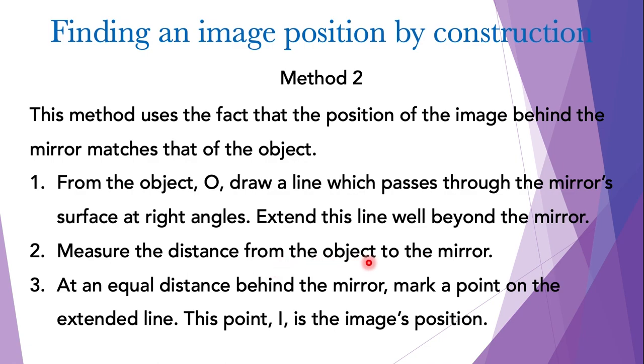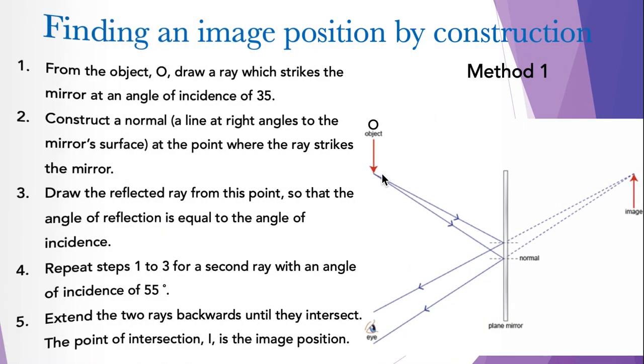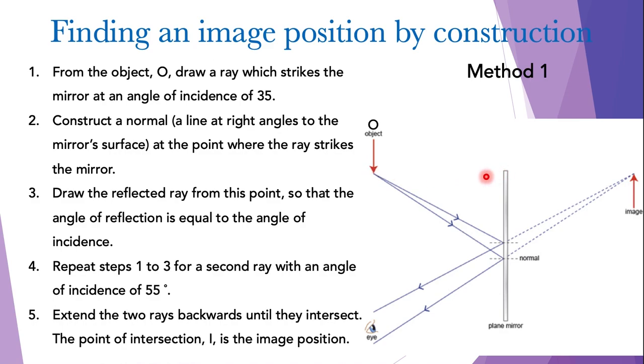So we measure the distance from the object to the mirror, which is going to be this distance, only this distance. We measure it from the object to the mirror. And the third step is that at an equal distance behind the mirror, we mark a point on the extended line. This point is going to be I, the image position. This is far simpler than method 1 because it uses the fact that the image is just as far behind the mirror as the object is in front of the mirror. So we just measure the distance of the object from the mirror and we draw a line of this length behind the mirror and we can find the image position.